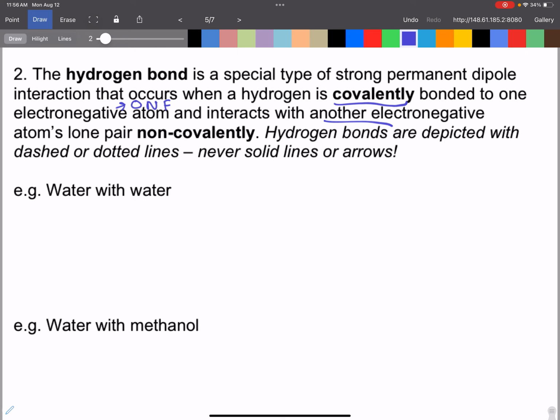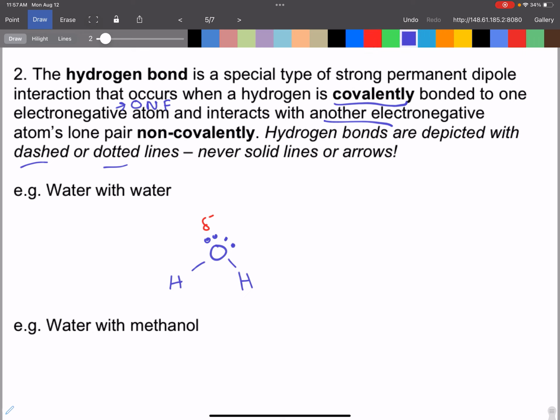So one thing I want to point out is that hydrogen bonds are depicted with dashed or dotted lines only, never solid lines or arrows, and we'll see why when we get into other aspects of this course, why we need to make that distinction. So again, that's a wordy definition. Let's show it in pictures. So I'm going to first draw out a molecule of water and show how it can hydrogen bond with another molecule of water. So we got our H2O, got our lone pairs, and I think we now know that this end of the molecule is partial negative here.